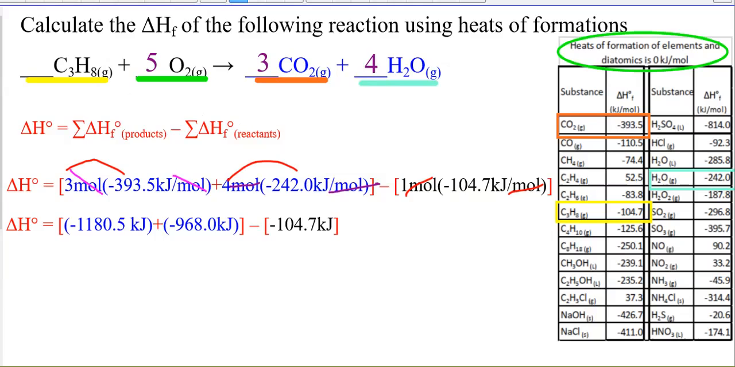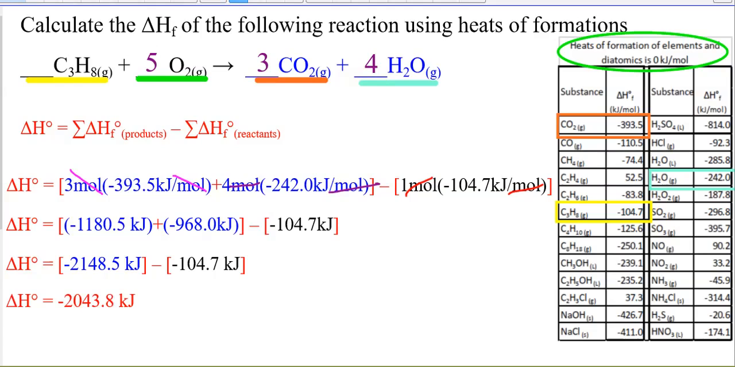1,180.5 kilojoules, negative of course, for my carbon dioxide, my 3 moles of carbon dioxide. My 4 moles of water should yield negative 968.0 kilojoules just to create that much water. And I'm going to have to subtract the energy from my reactants, so my propane. And there's only 1 mole, so I don't really have to do any math for that one other than cancel off the moles. Continue on with your math, just add the products together, and then finally do your heat of formation equation.